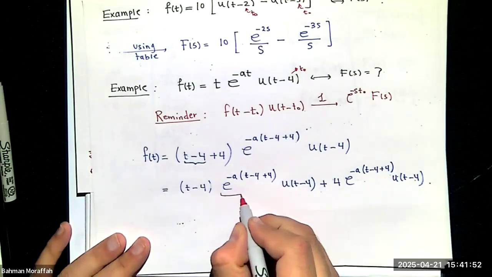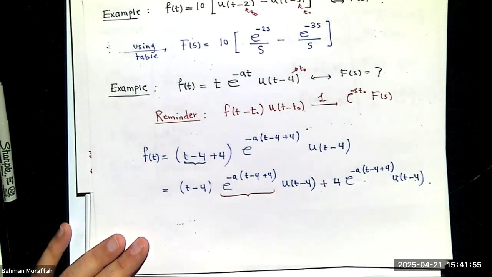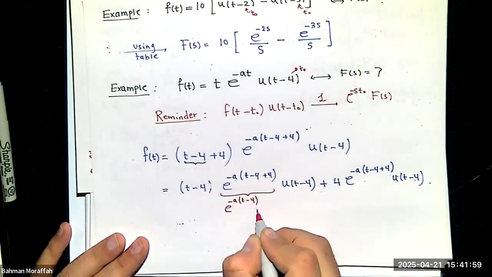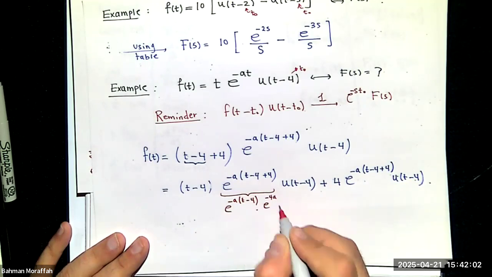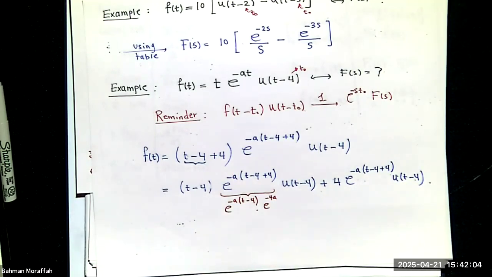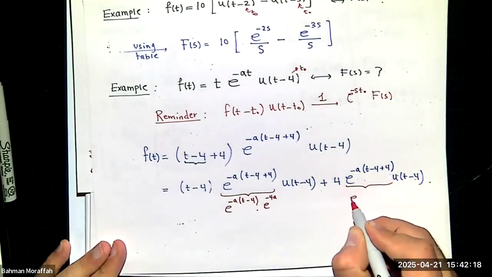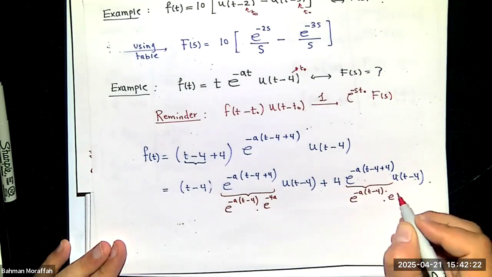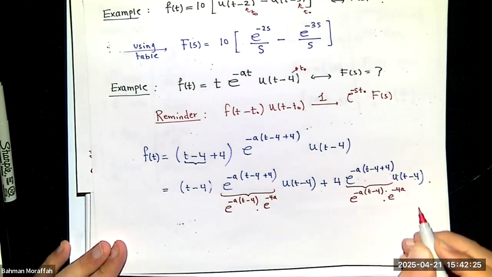Do you agree I can write this term over here as e to the power of minus a times t minus 4 times e to the power of minus 4a? That's just the property of exponential. E to the a plus b is e to the a times e to the b. I can do the same thing over here as well. This is e to the power of minus a, t minus 4 times e to the minus 4a.